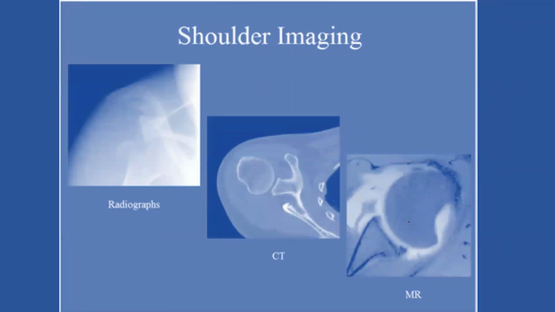Now, what about shoulder imaging? We can use plain X-rays, we can use CT scans, and we can use magnetic resonance. I want you to look at this for 10 seconds and look at how a plain radiograph would tell you, how a CT scan will appear to tell you mainly about anatomy, about the bony anatomy, and an MRI would tell you about the soft tissues. Please don't forget this.